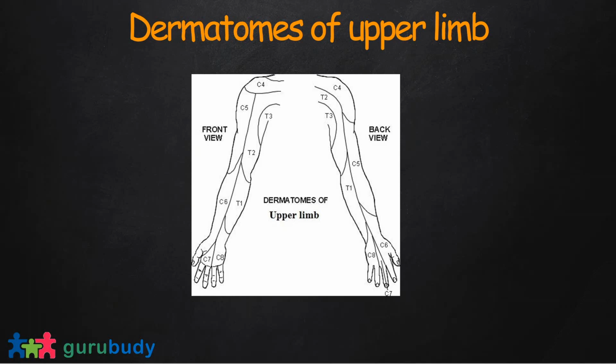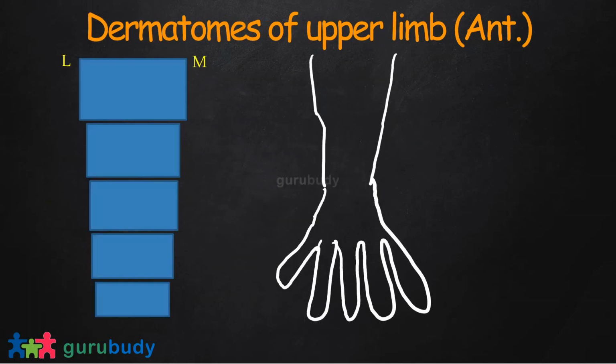So let's begin. As you can see in the first picture, it is the front view and the back view. The front view has all the nerve roots and the back view also. So we are going to study differently the anterior view and the posterior view. Firstly we'll study the anterior view. You can see here it is the anterior part, and this one is lateral and this one is medial.